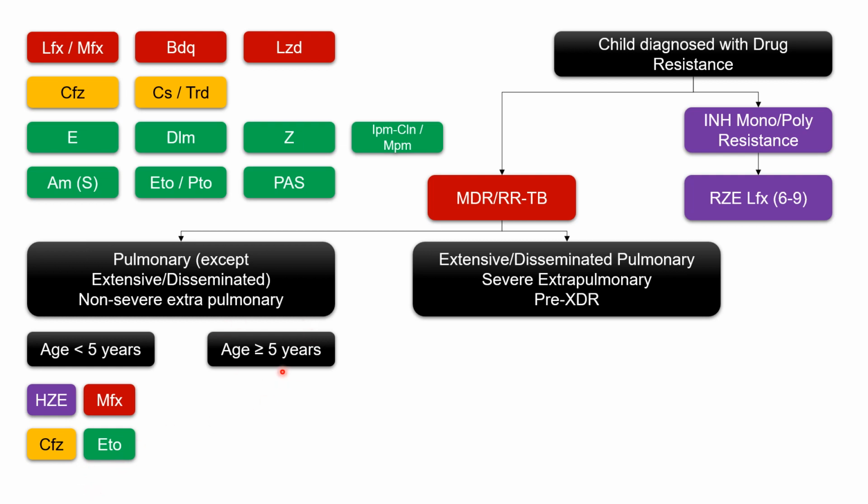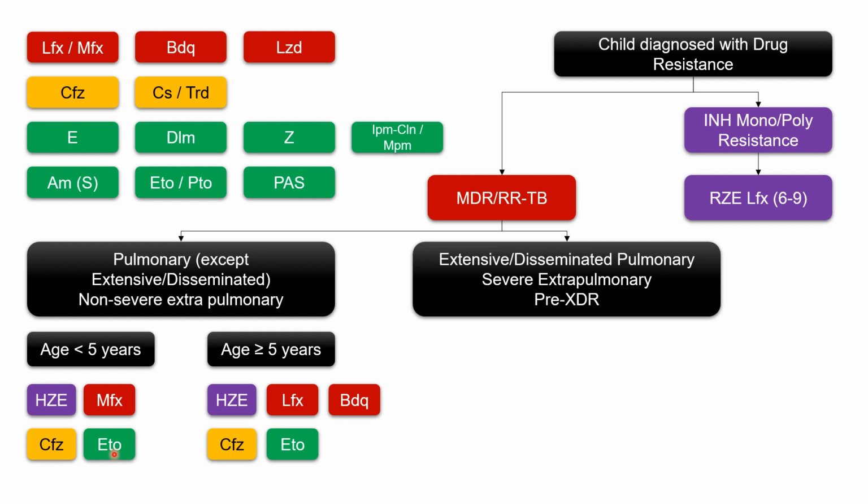Similarly, in more than or equal to 5 years, what do we do? We have to include obviously HZE. We cannot give R because R is resistant. We have to give one group A drug. Moxifloxacin we give below 5 years, but above 5 years we can happily give levofloxacin, and this is above 5 years. That means we can also give bedaquiline. So bedaquiline we have also given. Clofazimine will also be given in this age group. Ethionamide will also be given in this age group. So in the non-severe scenario, we have given one drug from each category. We have added bedaquiline above 5 years, and we have given the first line drugs except the drug it was resistant to, that is rifampicin.